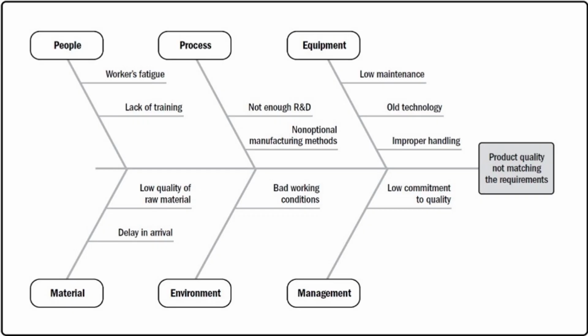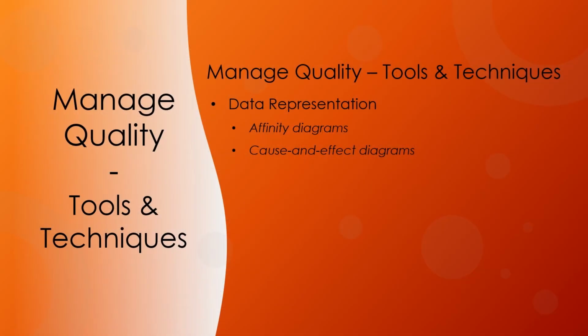This type of diagram breaks down the causes of the problem statement identified into discrete branches, helping to identify the main or root cause of the problem. The figure in front of you is an example of a cause and effect diagram. Flowcharts show a series of steps that lead to a defect.